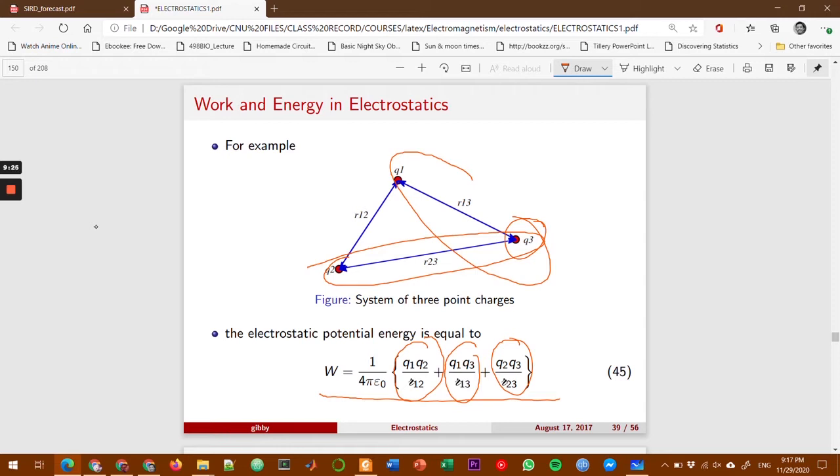Okay, di man pwede magbalik-balik. Let's say Q2, Q1 is the same sa Q1, Q2. Q3, Q1 the same sa Q1, Q3. So we only have these 3 possible combinations sa imuhang energy needed for you to assemble this system of 3-point charges.